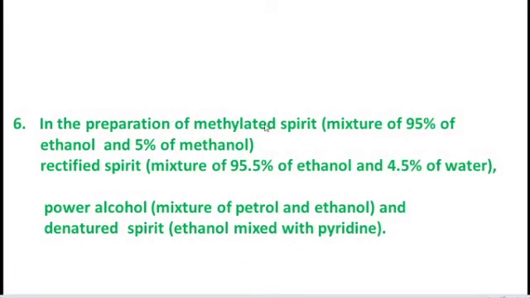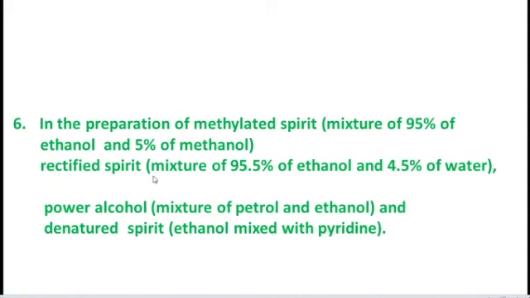In the preparation of methylated spirit. What is methylated spirit? A mixture of 95% of ethanol and 5% of methanol. This mixture is called methylated spirit. This is an important question.